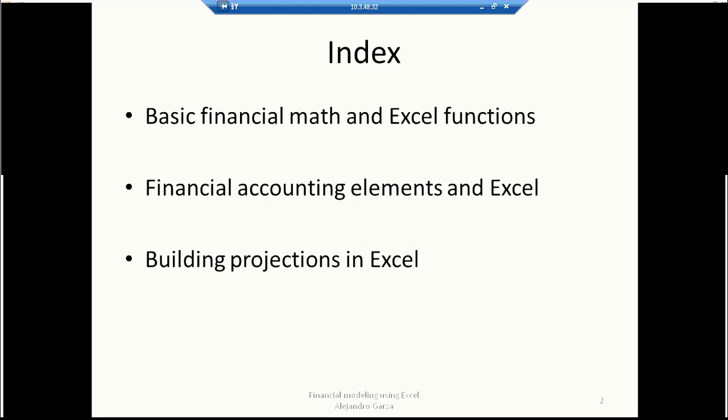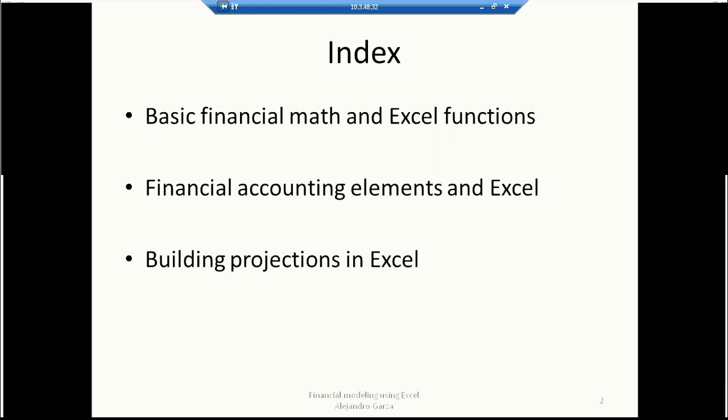And then finally I'm going to give you the basic steps as to how to build financial projections using Excel, and we're going to use an actual financial model that is very detailed, and I'll show you step by step how you build those financial projections using Excel. So those are the three things we're going to cover today.